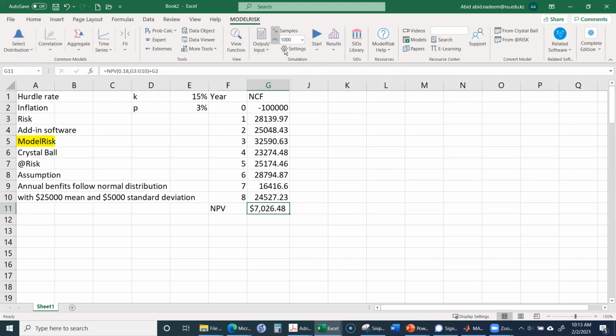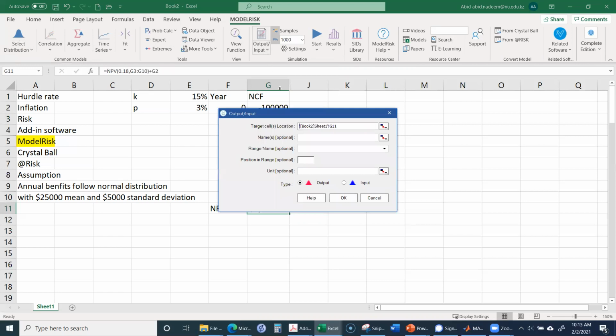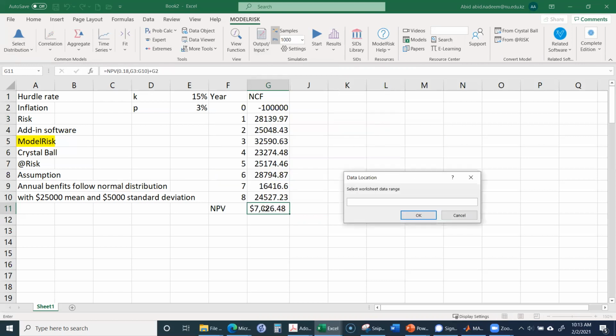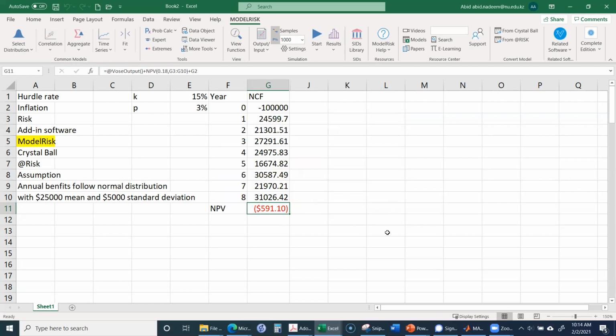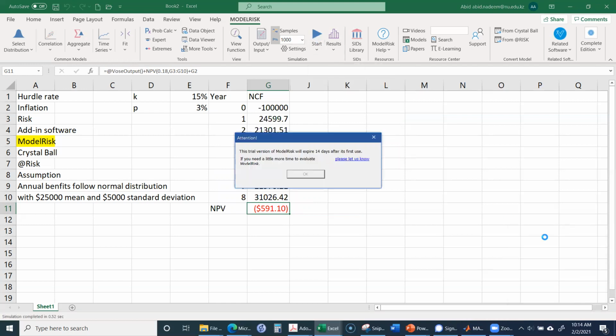For performing the simulation, first of all, I have to select the output value. The output value is in this cell, okay? And then I have selected it, and the other arguments are just optional. Then I will select the simulation, and select the start button, and the simulation will run, and it will give me a message that I'm using a trial version.